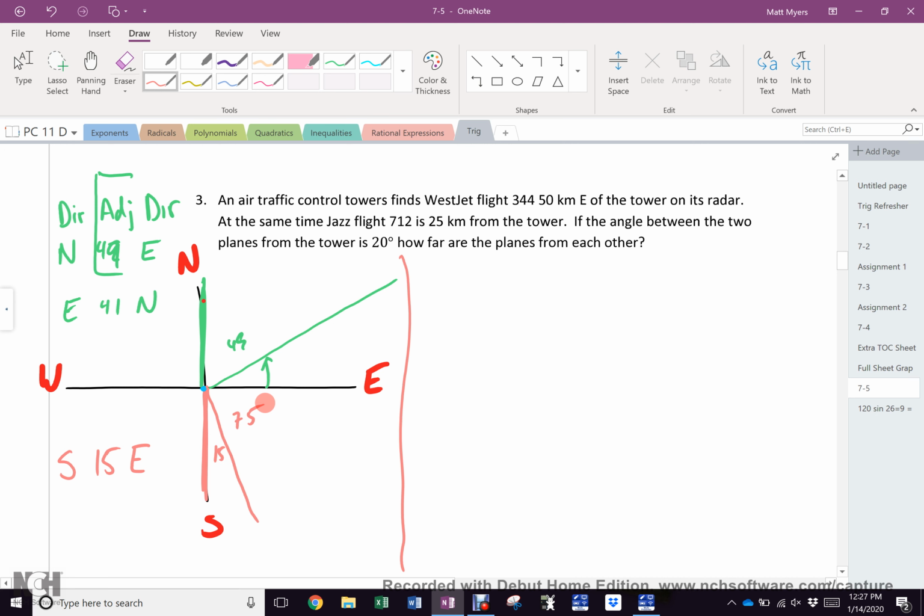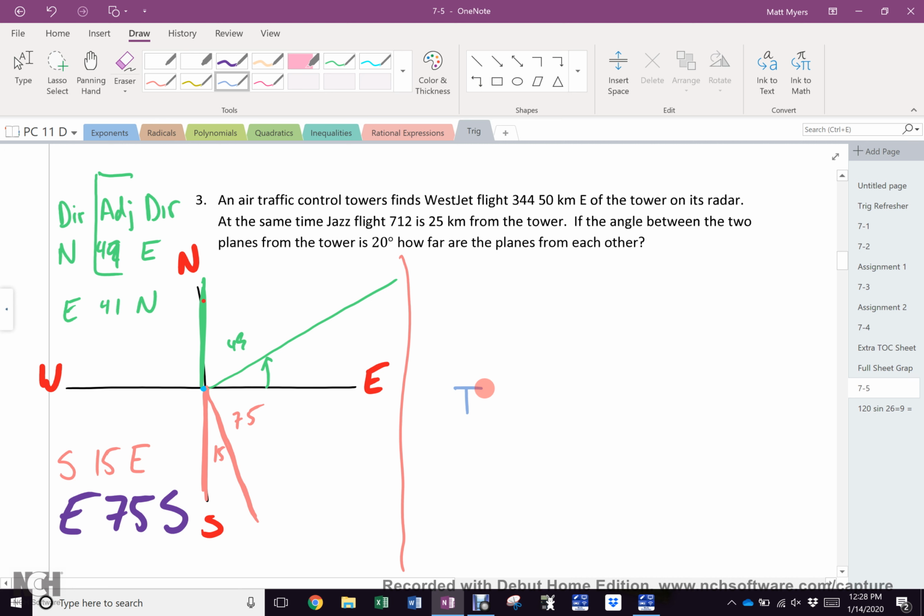75. What is the other way I could write this pink line if I started east? What would it be? 75 south. Everybody cool? All right, so now let's come back to here. None of that really matters here, but it will matter later on, okay?